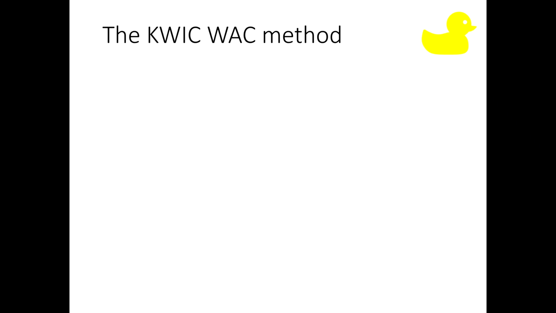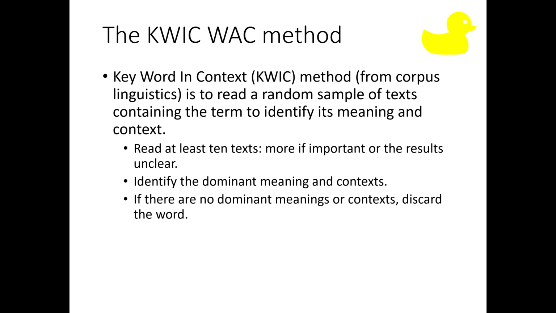How do we detect the context and meaning? We use the KWIC method. KWIC is keyword in context, and it's a method from corpus linguistics that's very straightforward. Read a random sample of text containing the term, the keyword, to identify its meaning and context. I recommend that you read at least 10 texts, but read more if it's particularly important or the results aren't very clear from the first 10 texts. Then identify the dominant meaning and contexts, and if there are no dominant meanings or contexts, you have to throw the word away.